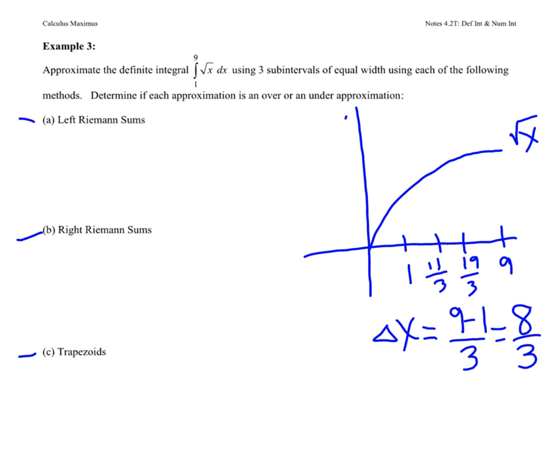And you're going to calculate the left Riemann sums, where you're taking the height from the left. Okay, you're going to calculate the right Riemann sums, where you take the height from the right. And also the trapezoidal area, where you take the height from both sides and turn them into the bases. All right.